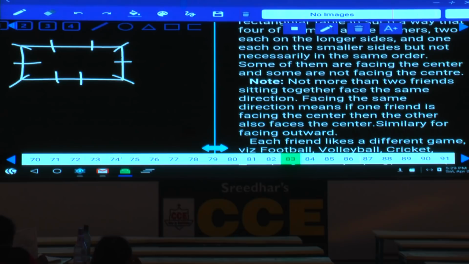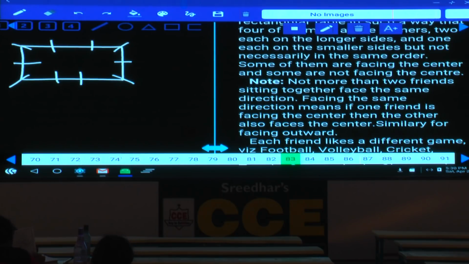And at the same time, not more than 2 friends sitting together face the same direction. Now this is again very, very important. Not more than 2 friends. That means at the most only 2 persons who are adjacent to each other can face the same direction. Isn't it? 3 successive persons cannot be towards the center, and 3 successive persons cannot be away from the center. Done with this? Then each one of them likes a different game, football and so on.